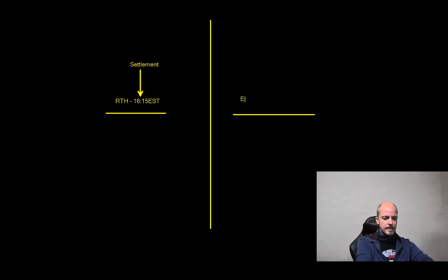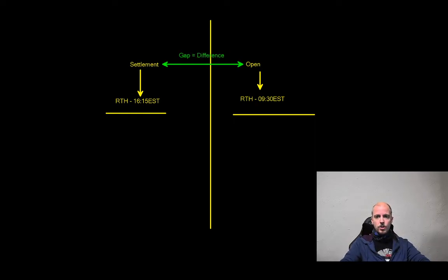Understanding what that gap means, there are a couple different types of gaps. From yesterday's close, if we're talking about the RTH, regular trading hours close, the RTH close is at 16:15 Eastern Time, and that is the settlement price. That settlement price is the closing price. That's where the gap forms. Then the next day, you have a day break, and then you've got the RTH open, which of course everybody knows is at 09:30 Eastern. And that is the open. The gap is nothing more than the difference between those two. Gap equals difference.